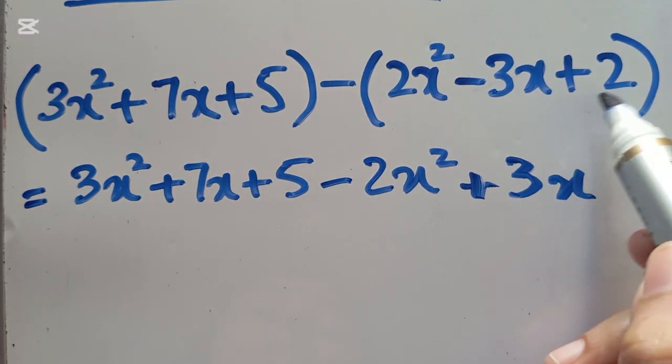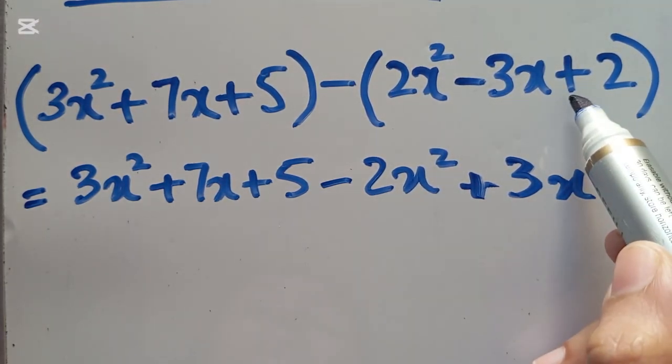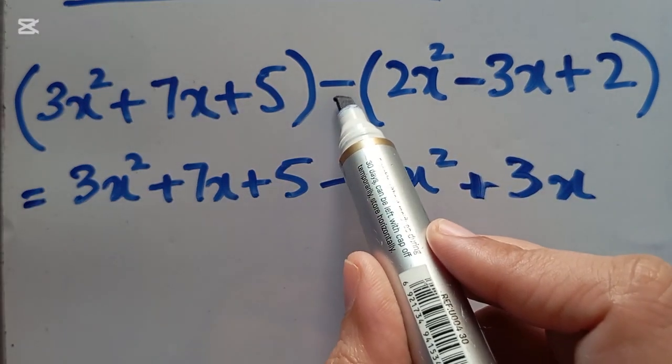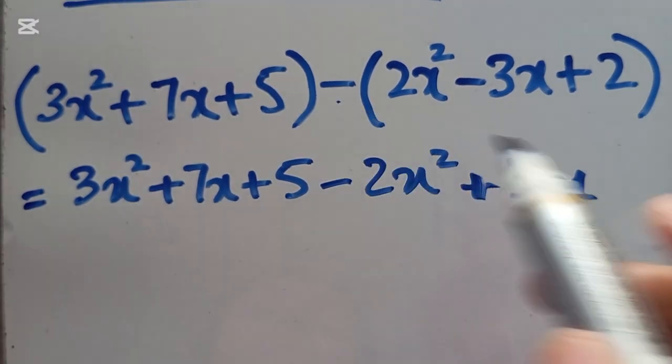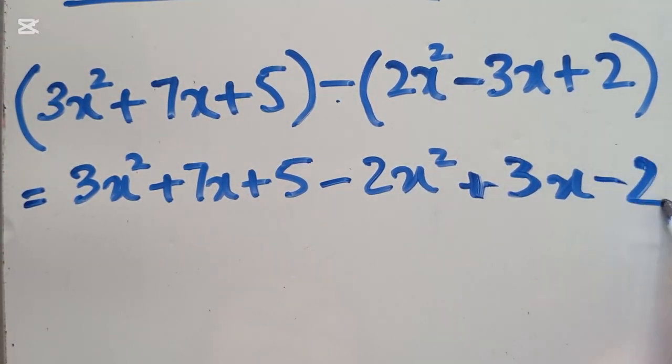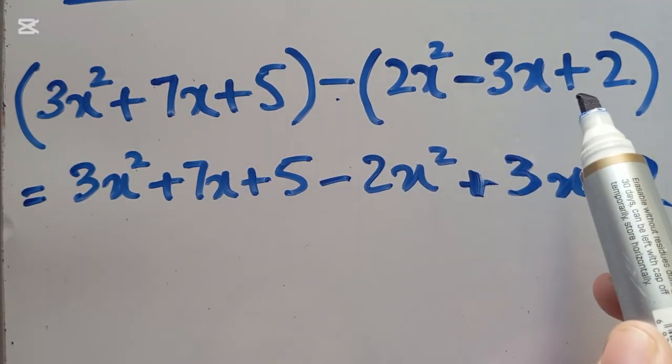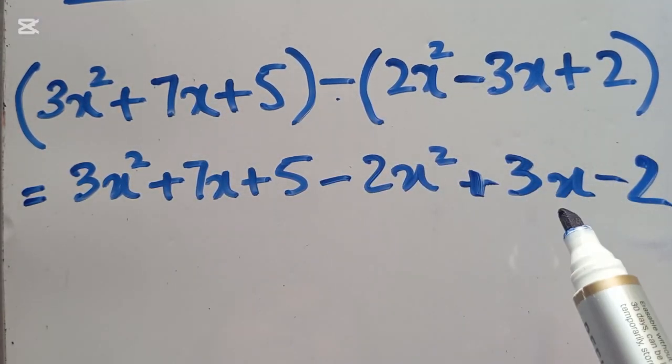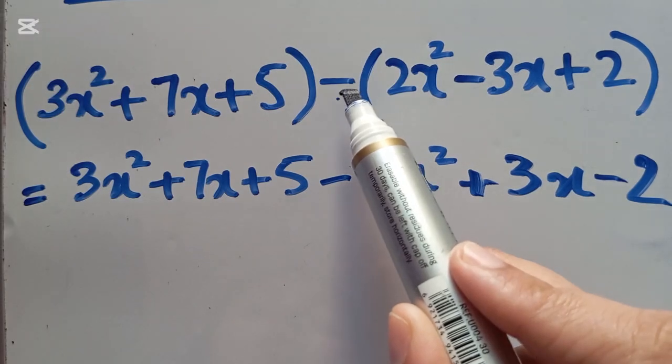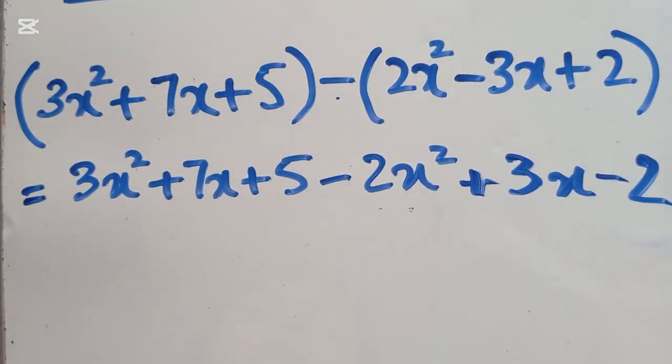Now see the next one. This 2 is already positive. When this positive 2 is multiplied with this negative sign, it will become minus. Because different signs on multiplication give a negative sign, and same signs on multiplication give a positive sign.